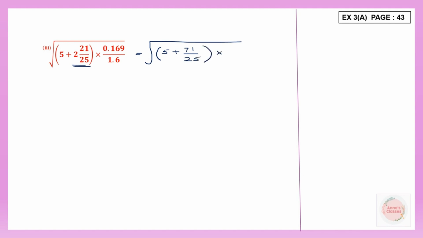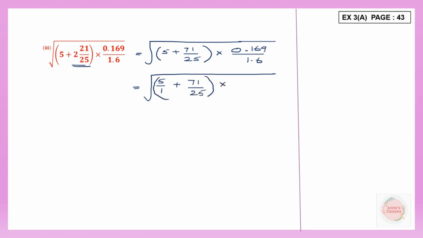And this is into 0.169 by 1.6. So this is what is given to us. We have just converted the first part. So now we need to do this addition. We'll make 5 a fraction, so that becomes 5 by 1 plus 71 by 25. So this is within brackets. We need to work this out.